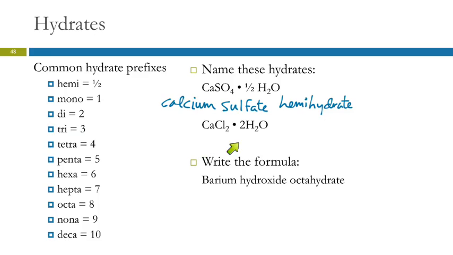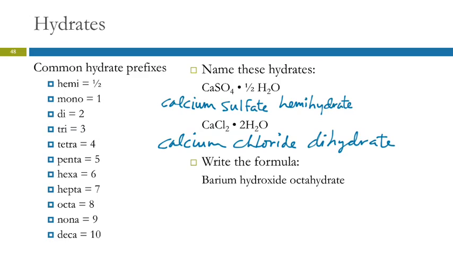How about this one? What's the name of this one? Calcium. It's a little boring that it's the same metal ion in both of these. And then Cl is just chloride. The prefix for 2 is di, so dihydrate. And some ionic compounds can form more than 1 hydrate. They might form 1 hydrate with 2 water molecules, another with 5. We can't really predict that.